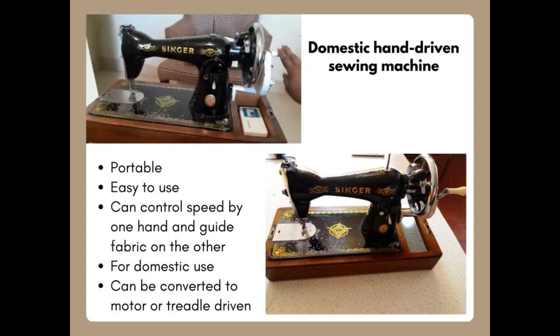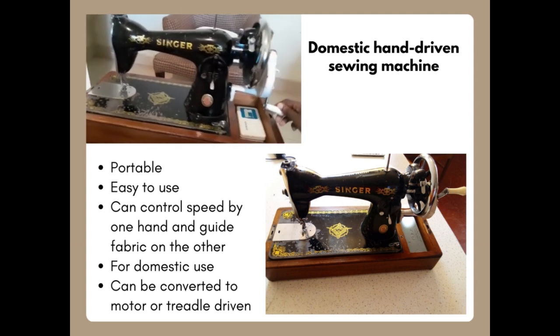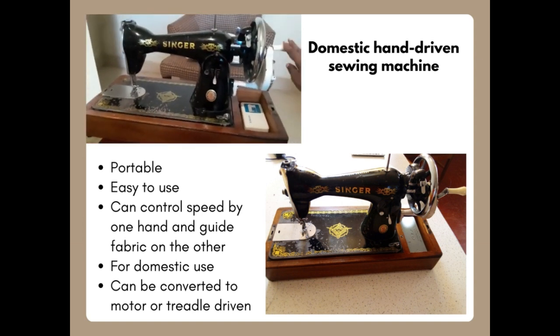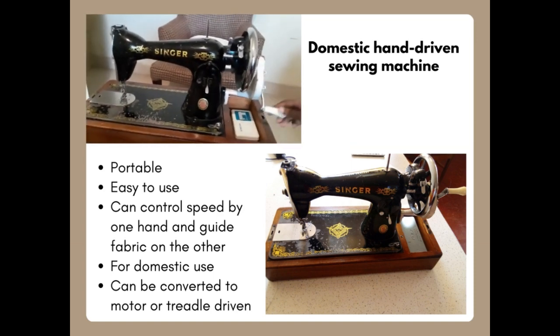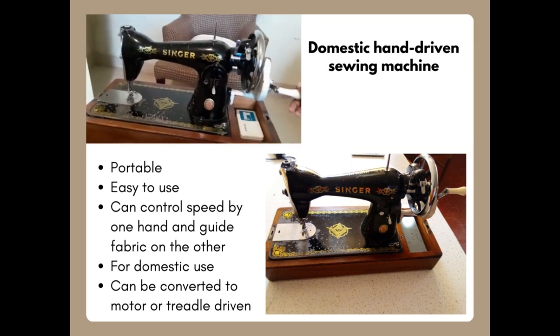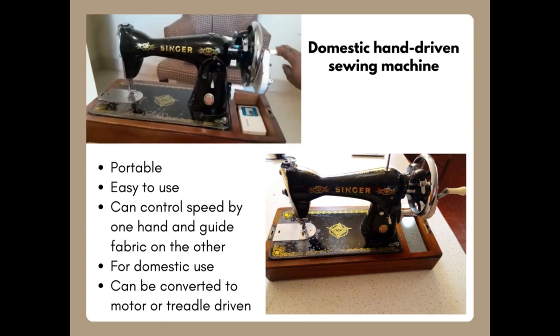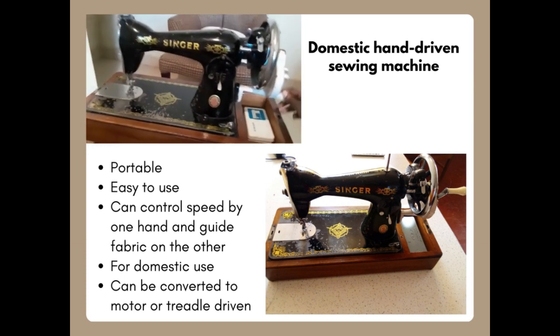The hand-driven sewing machine is the first one that we're going to look at, and it's the easiest to use and the best choice for beginners. It's portable and mostly for domestic use. One hand controls the movement and speed of the machine by turning the wheel with a handle attached to it. The other hand controls and manipulates the movements of the fabric when stitching.